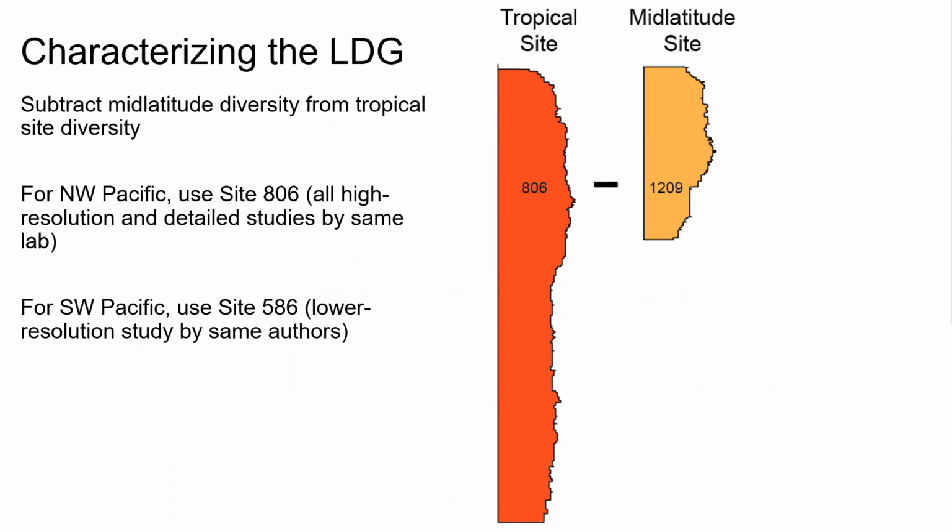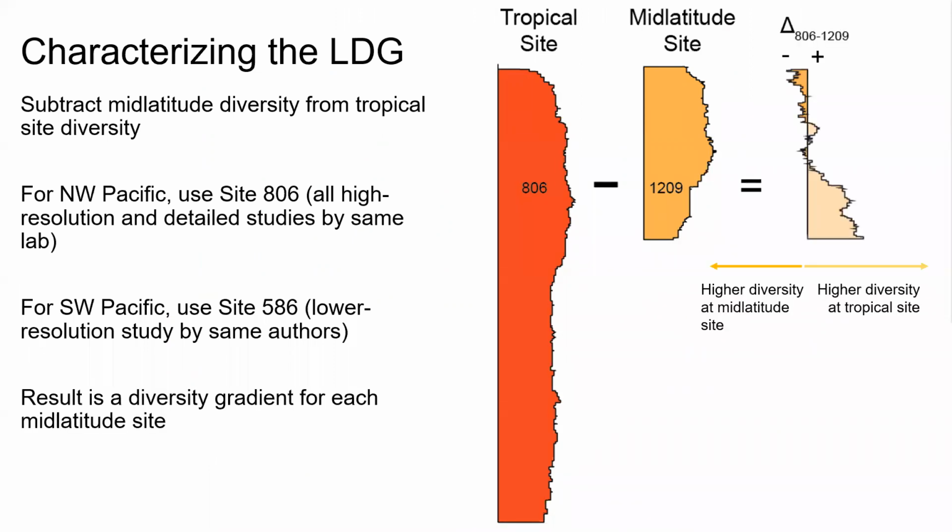For the Northwest Pacific sites, we use tropical site 806. For the Southwest Pacific sites, we subtracted those mid-latitude sites' diversity curves from tropical site 586. The resulting curve has a positive and negative scale. Negative numbers indicate higher diversity at the mid-latitude sites, whereas positive values indicate higher diversity at the tropical sites.